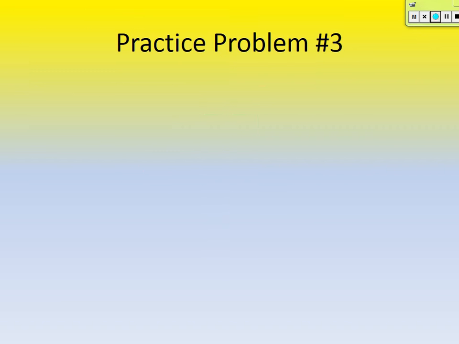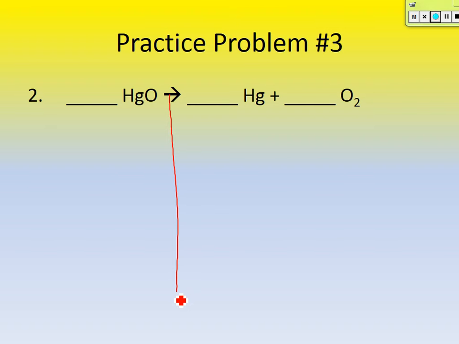Okay, let's go to another one. Practice problem 3. What's step 1? See if you guys can remember it. Find the arrow, draw the line. Our arrow's right here. I want you to draw a line straight down. Let's separate the reactants from the products.